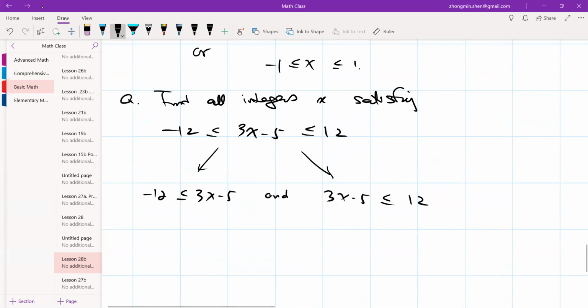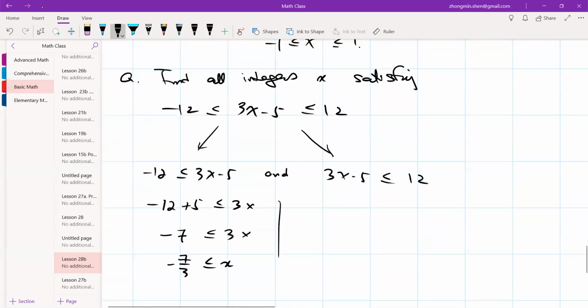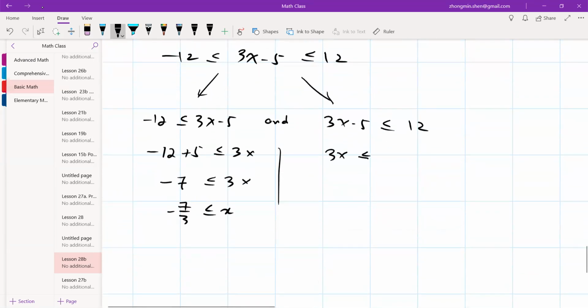All right, let's look at the left side. Okay, -12 plus 5 less than or equal to 3x, right? Moving the 5 over, that will be -7. And this will be -7 over 3 less than or equal to x, okay? And here 3x less than or equal to 12 plus 5, which is 17. Right? So x is less than or equal to 17 over 3.